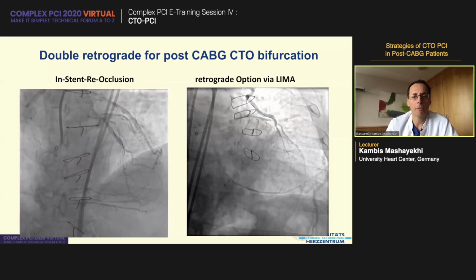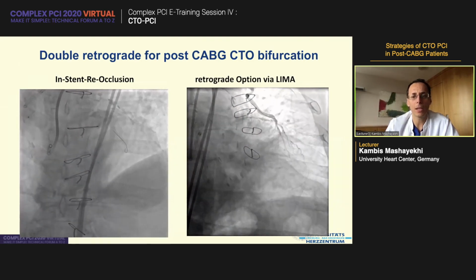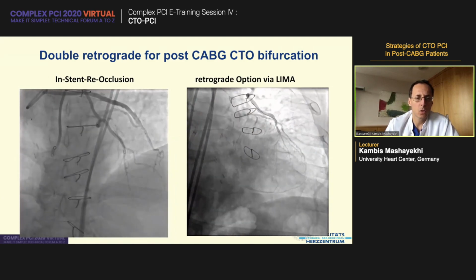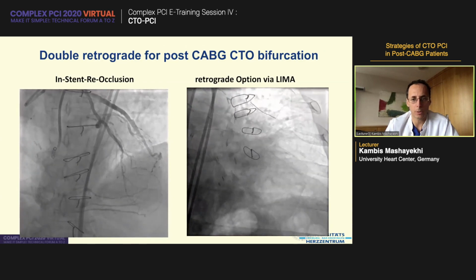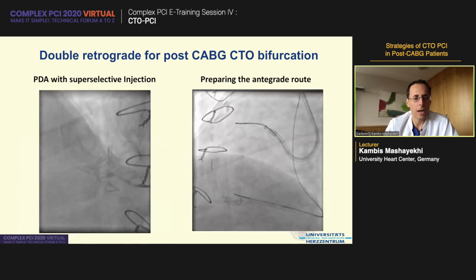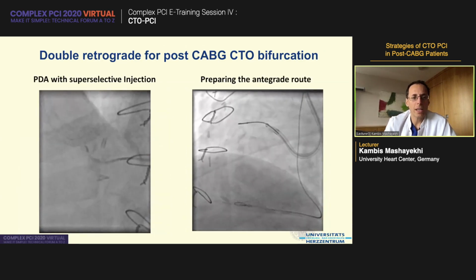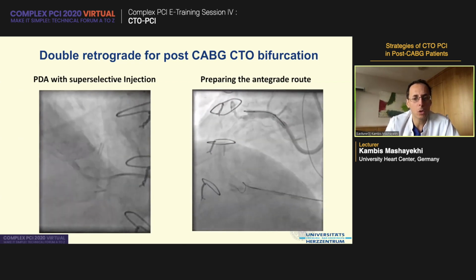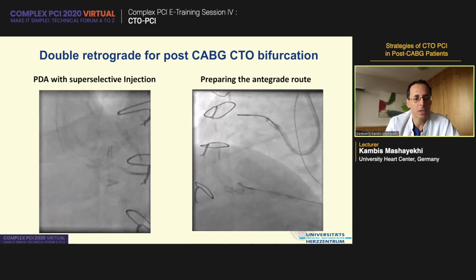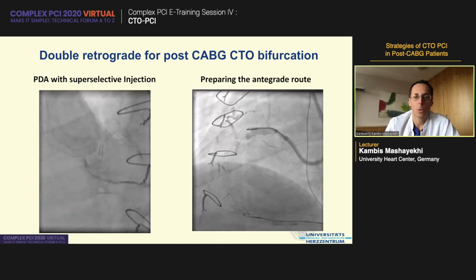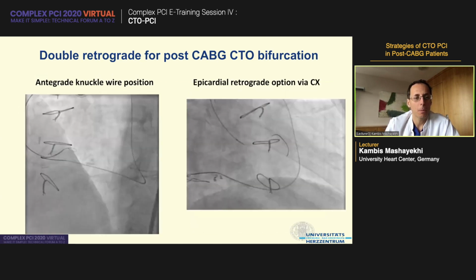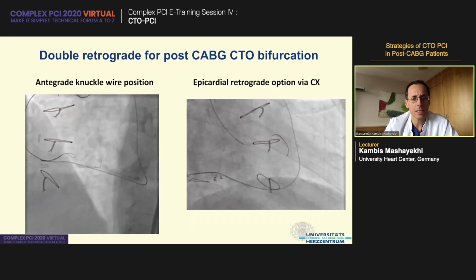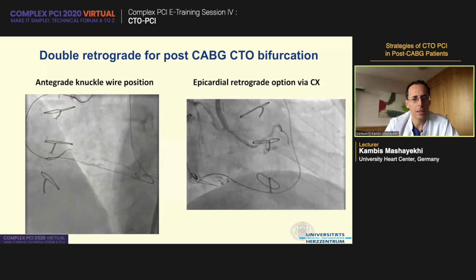You see there are fillings coming from retrograde, from the LIMA to the PDA, and also from the vein graft to the circ over collaterals to the posterolateral branch. So a very complex scenario. So I could go retrograde over the LIMA graft with a left radial approach, and get here a super selective injection. And then I had to penetrate the antegrade cap, but the antegrade cap I could wire through the stents, and finally end up at the distal landing zone.